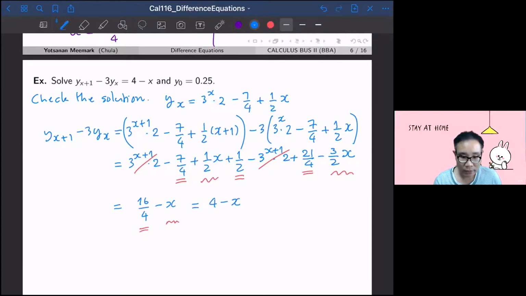Okay, and you can also check that y(0) equals 3 to the 0 times 2 minus 7 over 4.